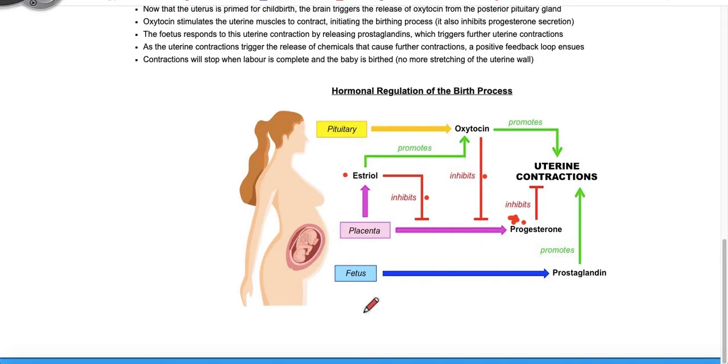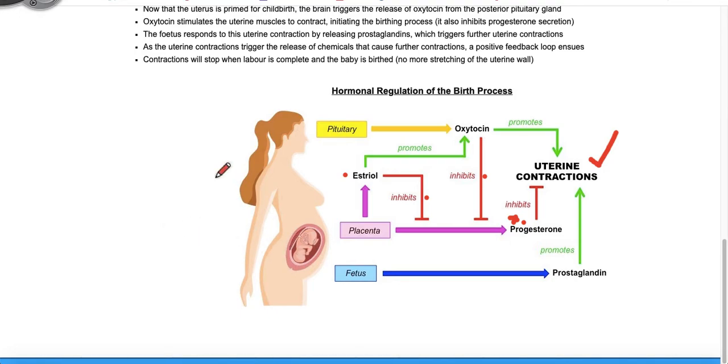Now, the fetus is also releasing a hormone of its own. It's releasing prostaglandins, and prostaglandins promote uterine contraction. This is what we want during the birthing process, right? We want the uterus to contract. We want the cervix to stretch. We want dilation of about 10 centimeters so that the mother can push the baby out through the vaginal canal, and also the placenta needs to be expelled.